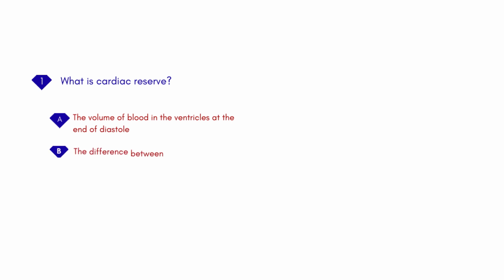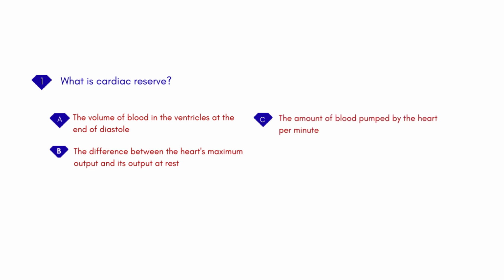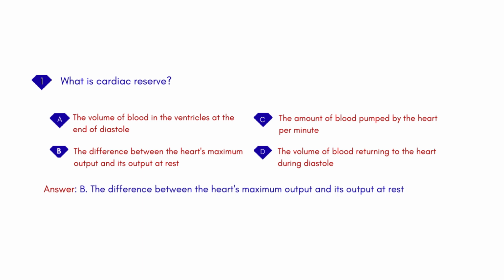What is cardiac reserve? A. The volume of blood in the ventricles at the end of diastole. B. The difference between the heart's maximum output and its output at rest. C. The amount of blood pumped by the heart per minute. D. The volume of blood returning to the heart during diastole. Answer: B. The difference between the heart's maximum output and its output at rest.